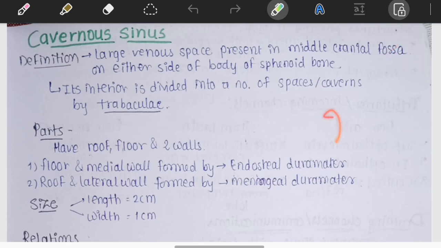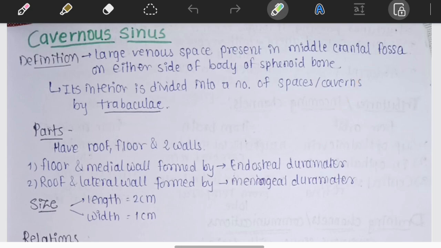But why is it called cavernous? Because when you cut it open, it doesn't look like one large empty space. Instead, it is divided into small venous spaces by fibrous bands called trabeculae, giving it a sponge-like and cavernous appearance. This is where the name comes from. Cavern means cave-like, with many small chambers. So cavernous sinus means many venous spaces.